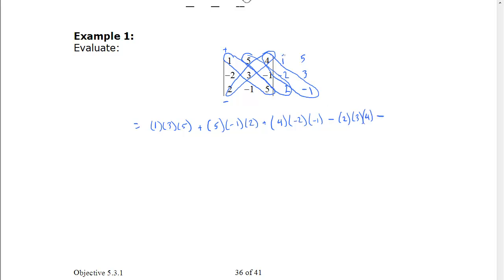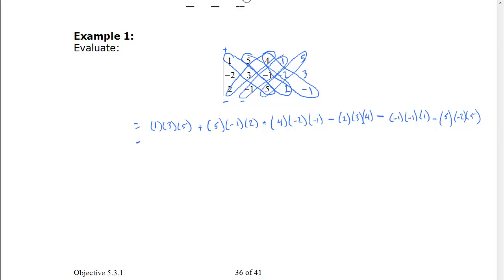Next one is subtracted again, and this is -1 times -1 times 1. And the last one is subtracted again, and that's -5 times -2 times 5. So there's the determinant.